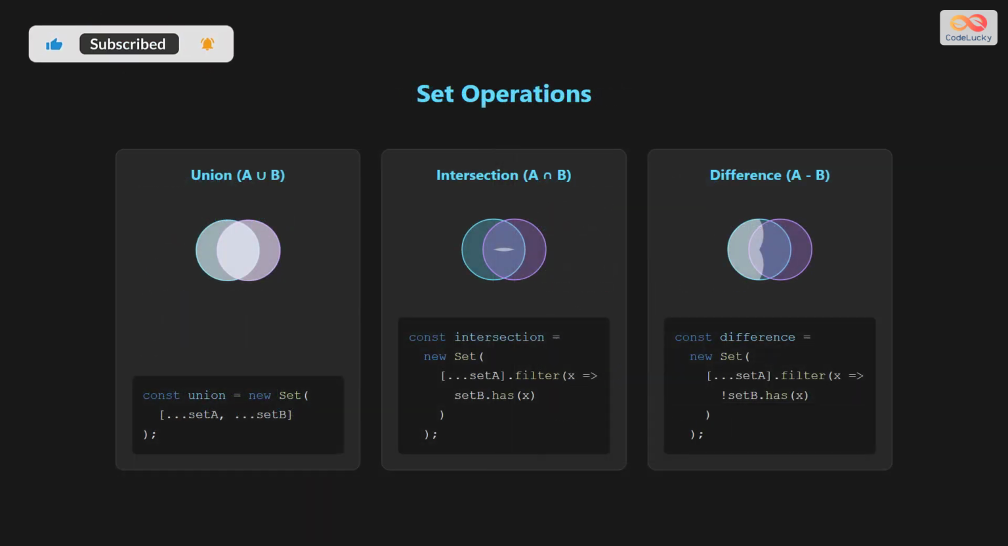The union of two sets combines all unique elements from both sets. The intersection of two sets gives you the common elements between the two sets. The difference of two sets returns elements that are present in the first set, but not in the second set.